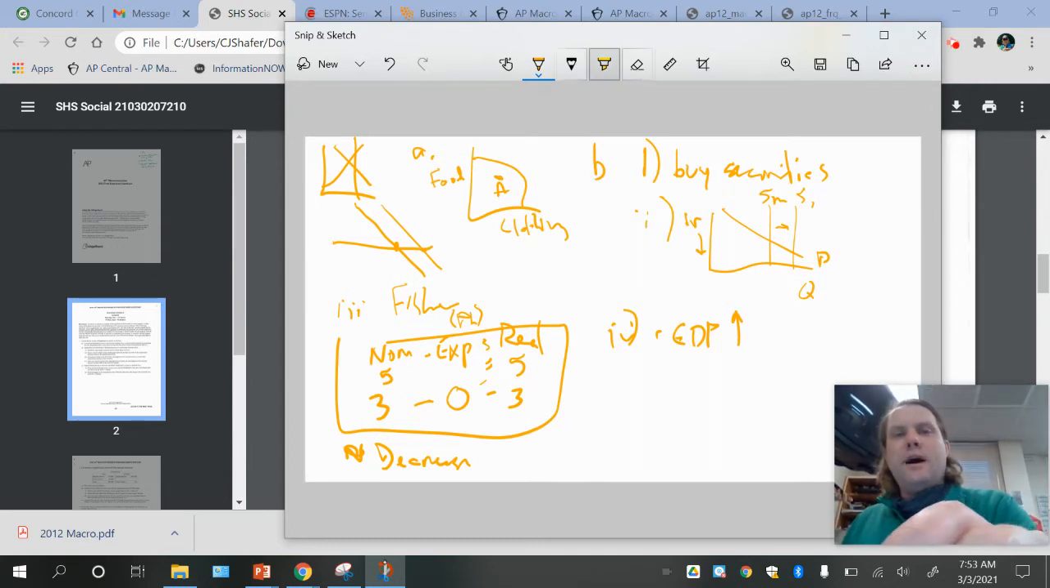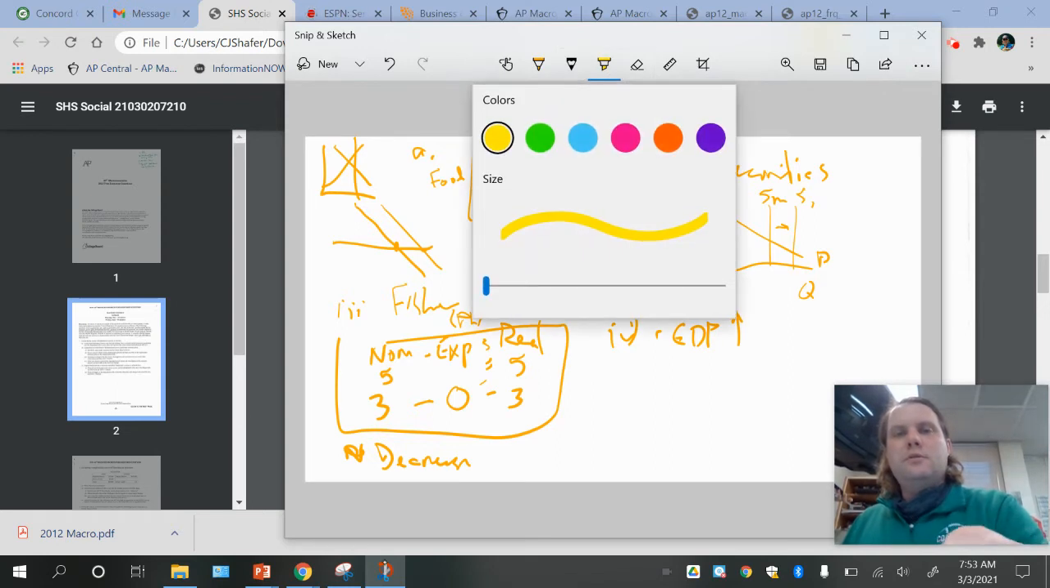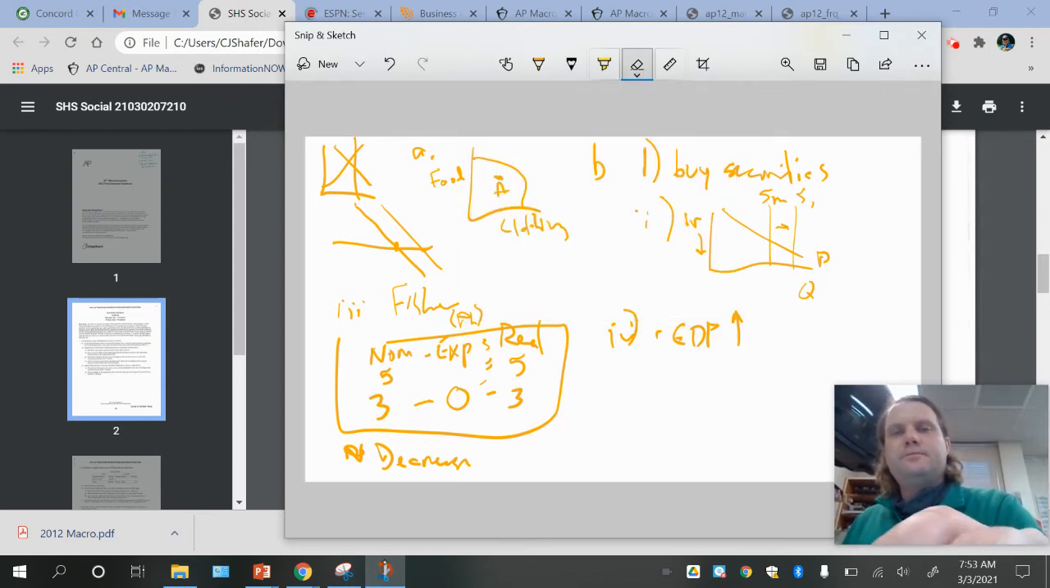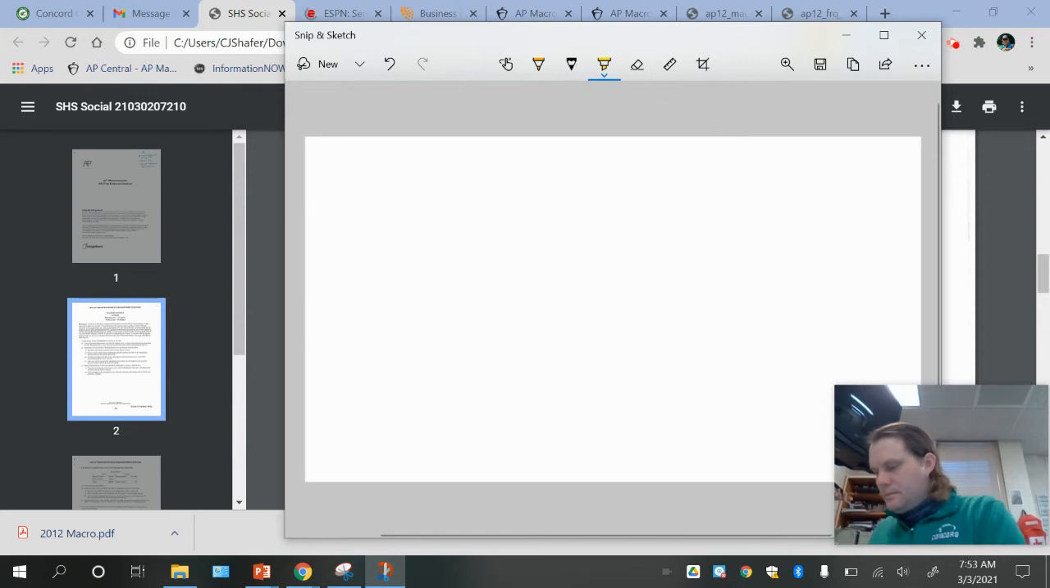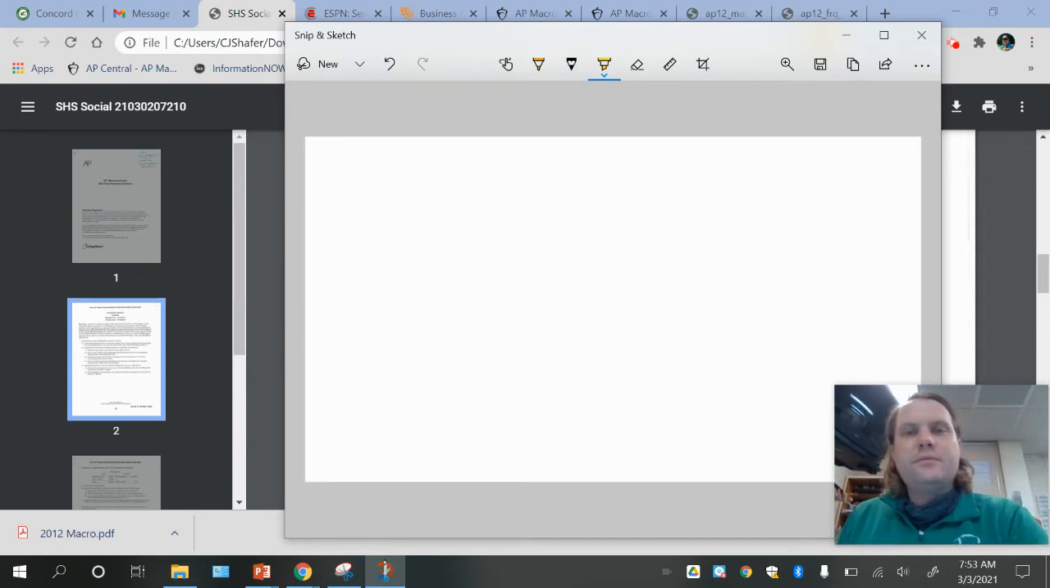All right, let's move on to number 2 here. Oh, sorry, we got to do part C. All right, so part C, number 1. It's asking us, what's going to happen to the current account deficit for Rankin Land?